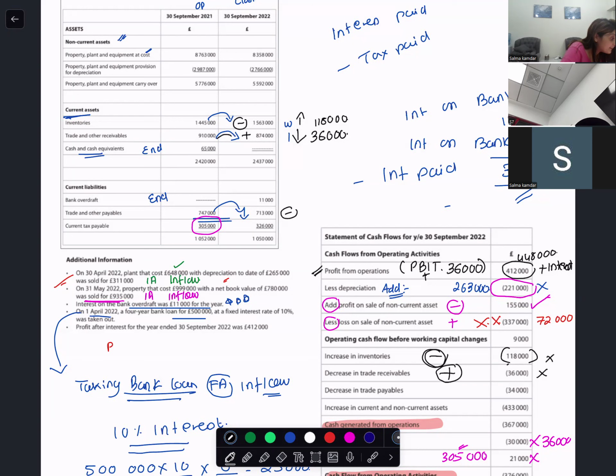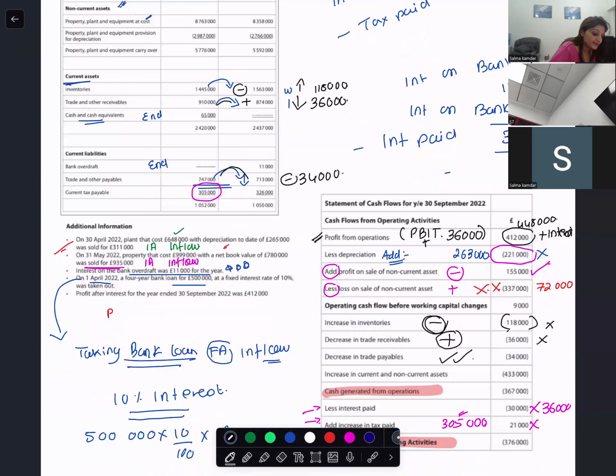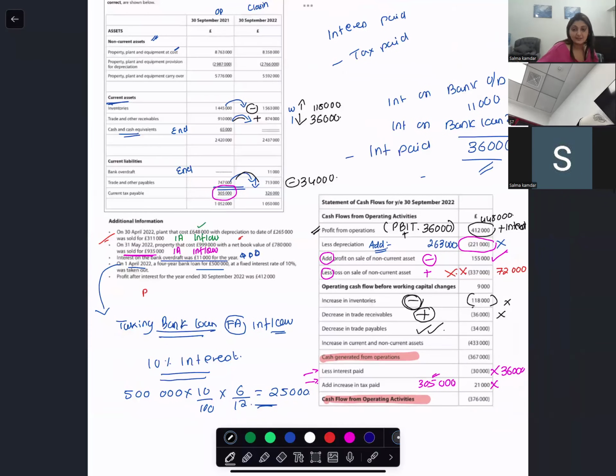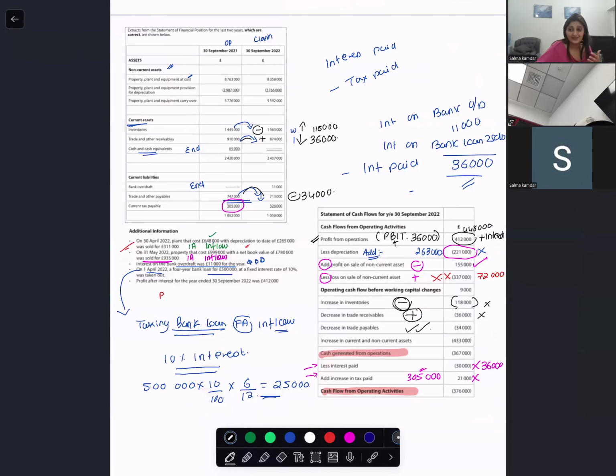Decrease in trade and other payables, this is 34,000 decrease. So you have to subtract. Yes, this is correct. He has done this correct. Now keep all this in mind and prepare a corrected statement of cash flow from operating activities. I'm giving you time. Try to digest.